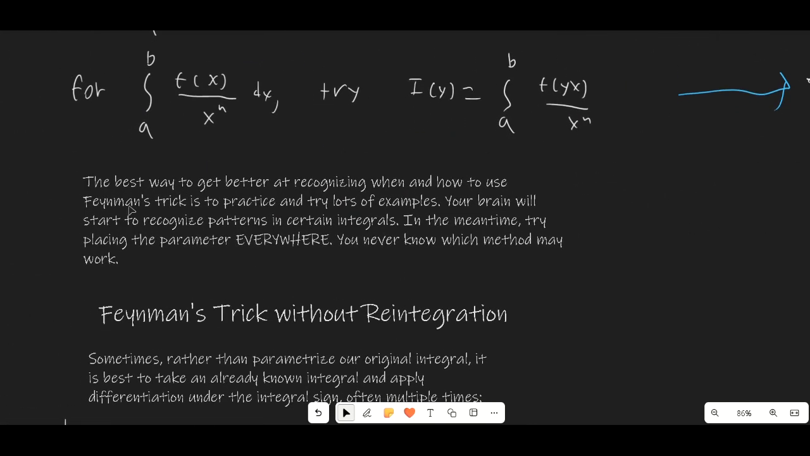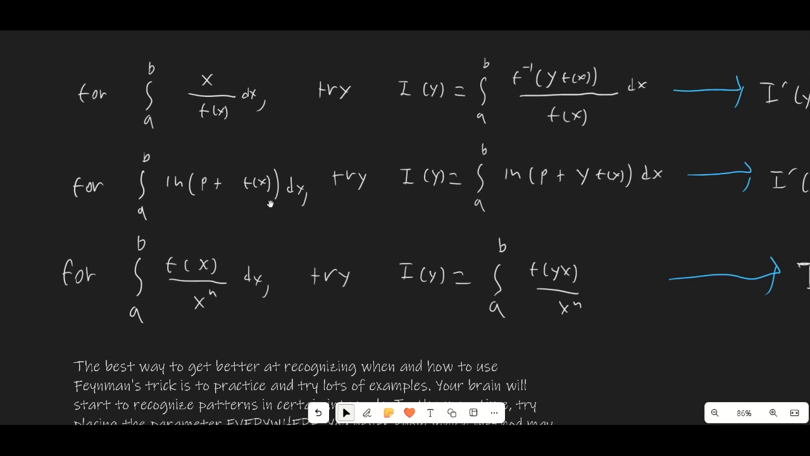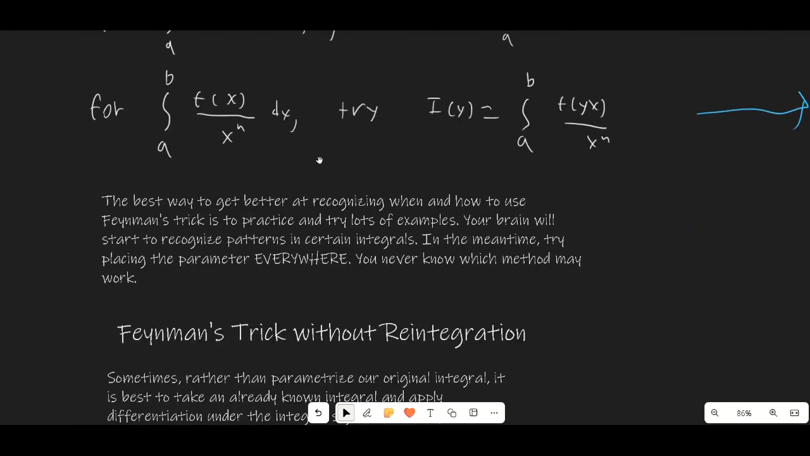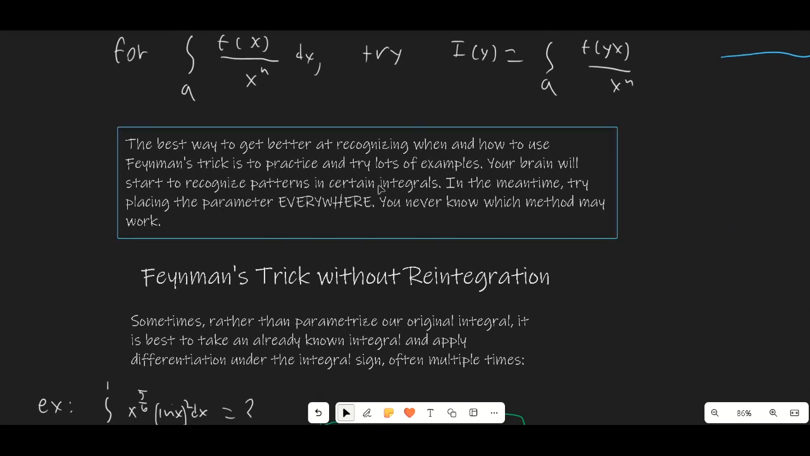So to be honest, the best way to get better at recognizing when and how to use Feynman's trick is through practice and trying lots of examples, which I have a lot of practice problems at the end of this video if you want to go ahead and try that. And the reason behind this is your brain will start to recognize patterns, for example, these patterns that I have up here, but also other patterns that maybe I didn't think of, or just in general with very specific functions and situations. So your brain will recognize these patterns in certain integrals.